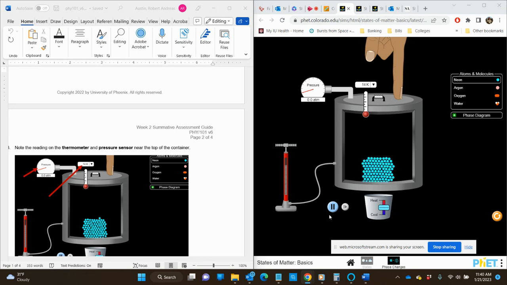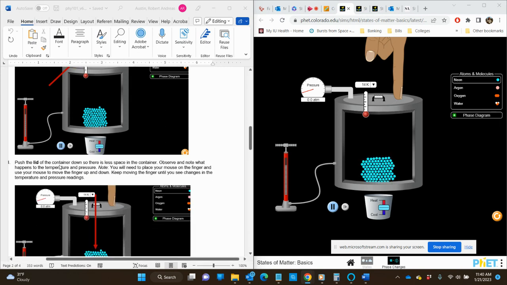Say something like, I started the states of matter simulation. I ran the phase changes portion of the simulation. I selected neon, and the initial temperature was what it says here and what the pressure is, okay?